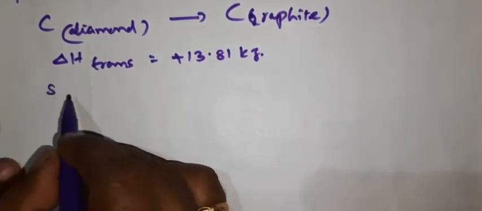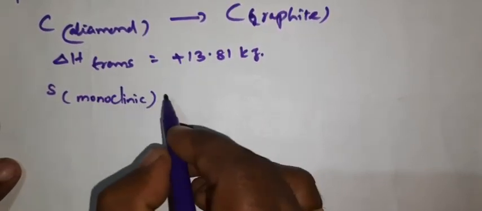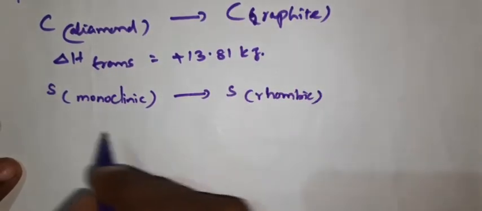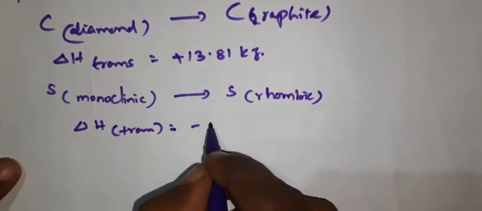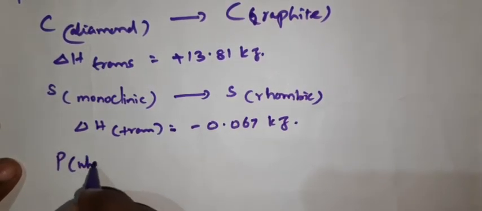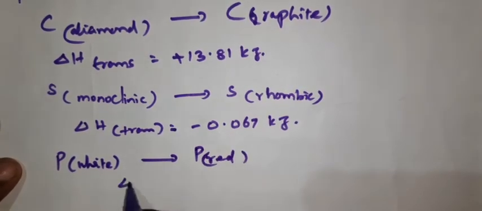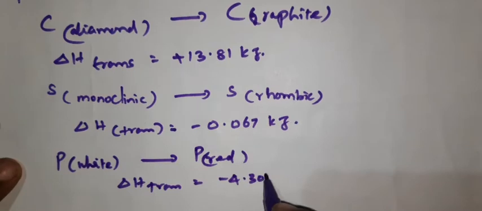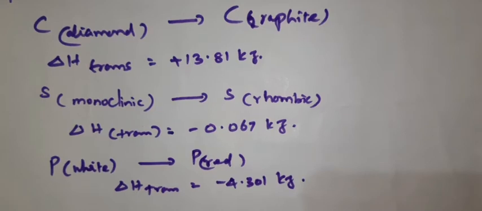Sulfur here, that is monoclinic sulfur, can be converted to rhombic sulfur. Delta H transition equals minus 0.067 kilojoule. Next one is phosphorus: white phosphorus, an allotrope of phosphorus, converted to red phosphorus, another allotrope. This time delta H transition equals minus 4.301 kilojoule. Okay, so that's all about the applications of heat of combustion.